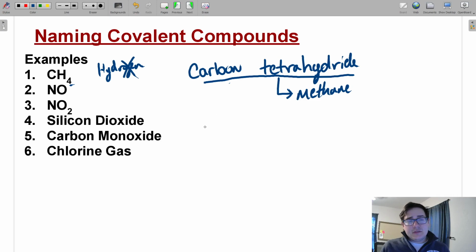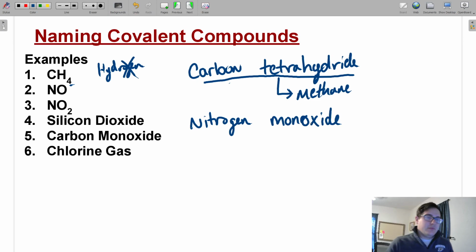Okay, so nitrogen, for the second one, NO, is going to be the same. We have nitrogen, and then we have one oxygen. So that's mon. Instead of oxygen, we're going to chop off that ending and add IDE.